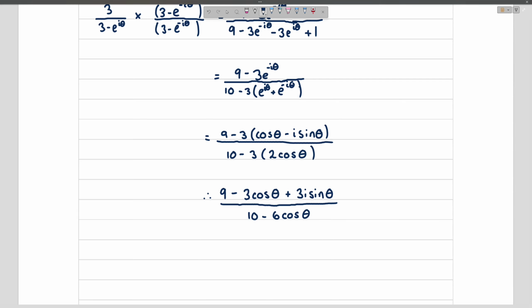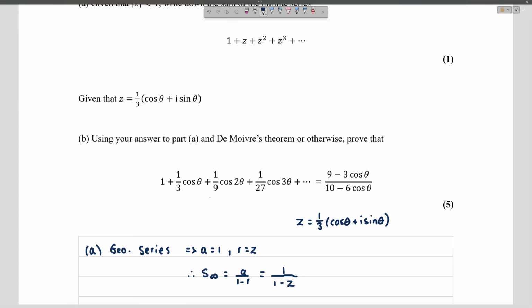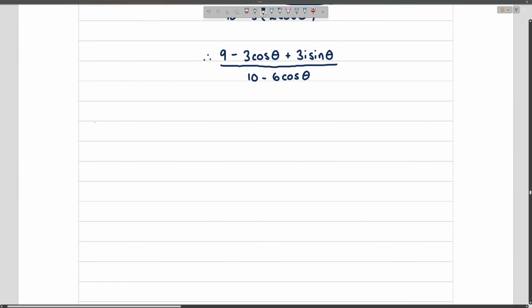So to finish, let's just equate the real parts, because what we had in part B was this summation: 1 plus 1 over 3 cos theta plus 1 over 9 cos 2 theta. This part here is the real part. So let's just equate the real parts here, and we make a note of that: equate the real parts.